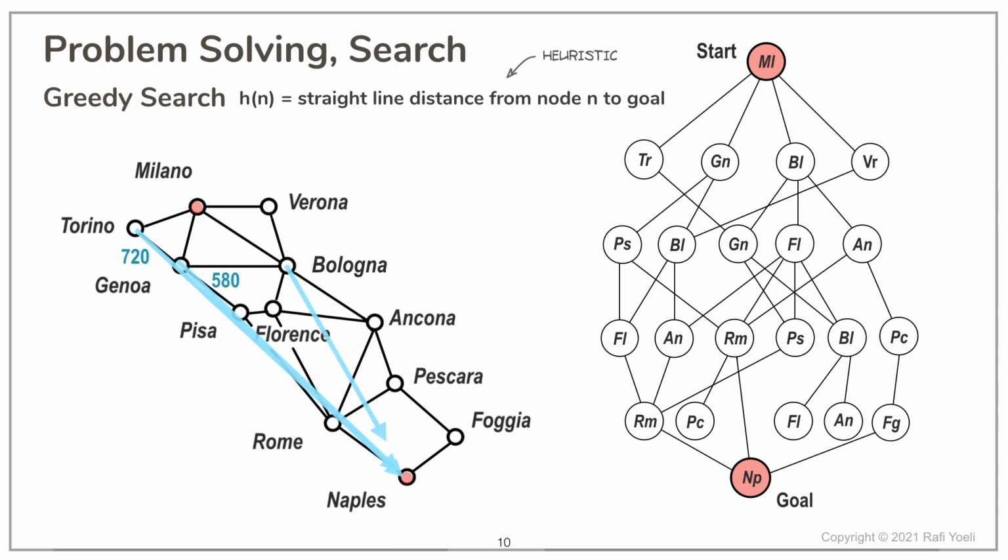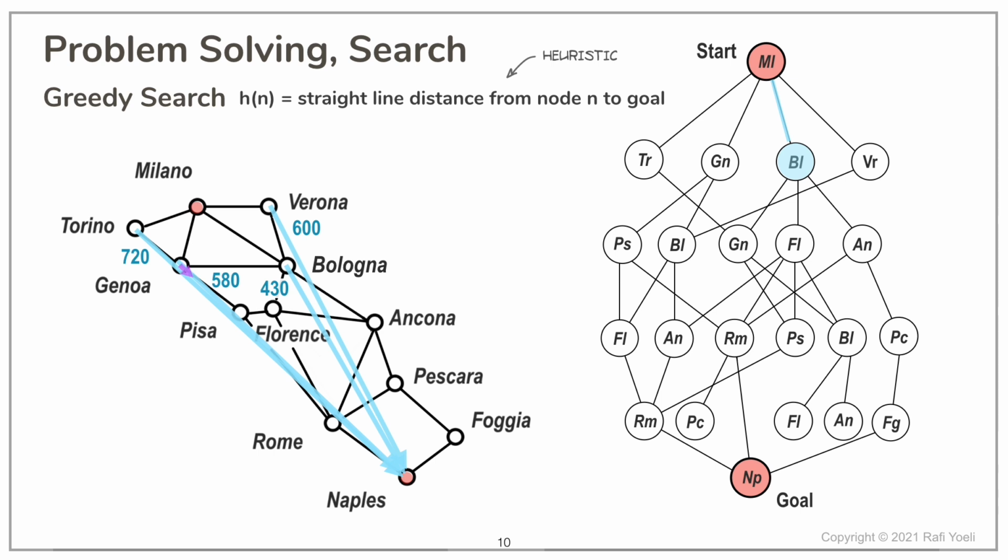Milan to Turin, h of Turin equals 720 kilometers. Milan to Genoa, h of Genoa equals 580 kilometers. Milan to Verona, h of Verona equals 600 kilometers. Milan to Bologna, h of Bologna equals 430 kilometers. So we choose the lowest h distance, Bologna. From Bologna, we calculate h of n for the candidates of the next leg of the journey.